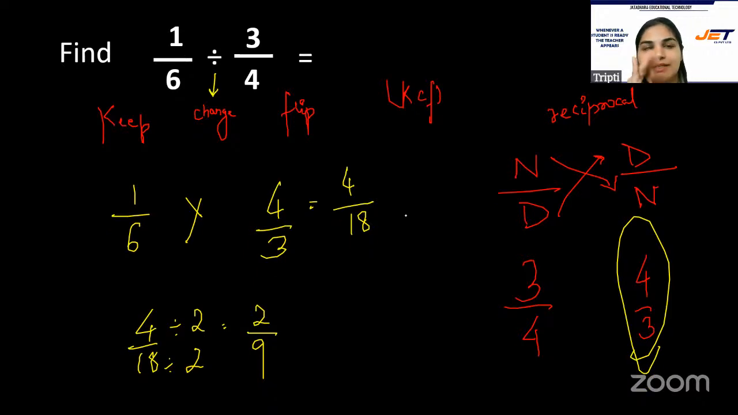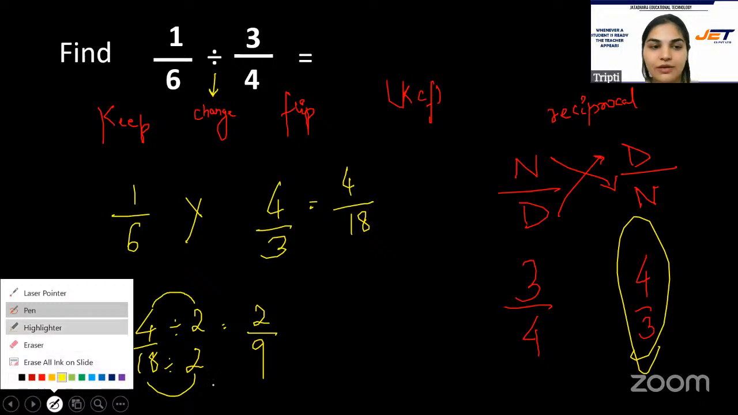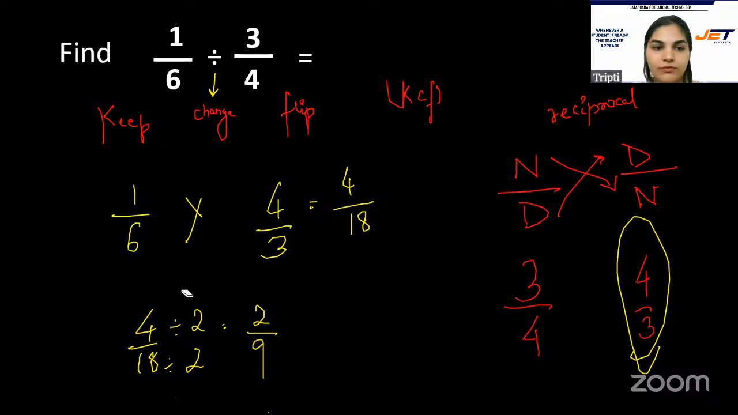Okay. 1 by 6 will be written as it is. Change is that division sign will change into multiplication sign. 3 by 4 will be written as 4 by 3. So 1 times 4 is 4. 6 times 3 is 18. 4 by 18 divided by 2 divided by 2. You must be thinking division is happening here. Then why did you say that division is not there? So dear children, I am dividing a number, not a fraction here. So that's how it goes. 4 divided by 2 is 2. 18 divided by 2 is 9. So the answer is 2 by 9.